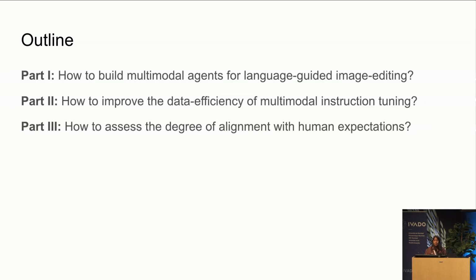And an important part of building and training agents or models is also making sure that their performance aligns with human expectations. I'm going to talk about how do we assess the degree of alignment of the behavior of models with human expectations. Okay, so with that, let's get started.